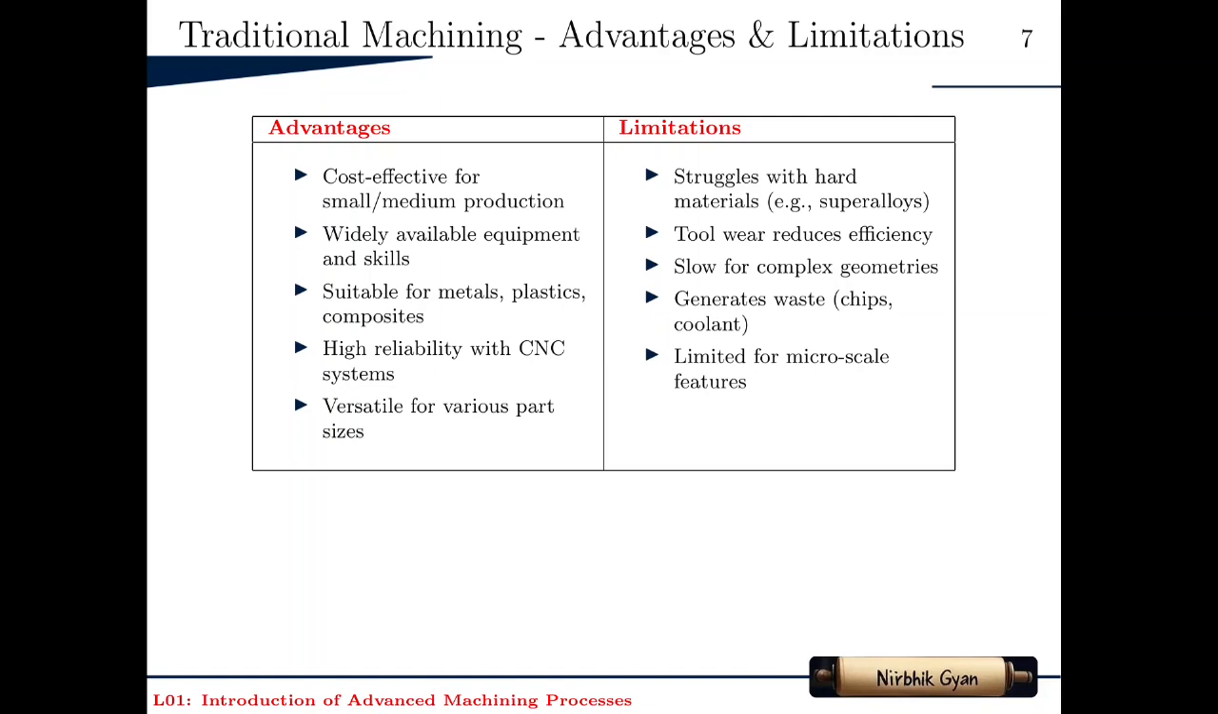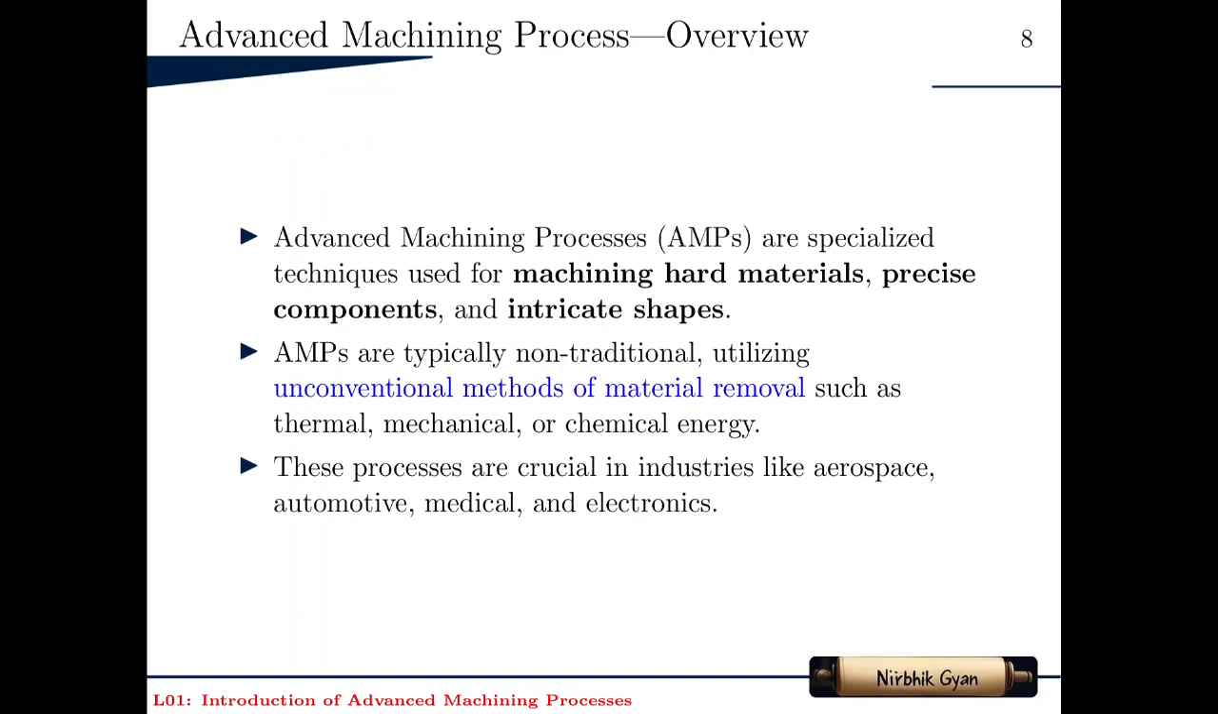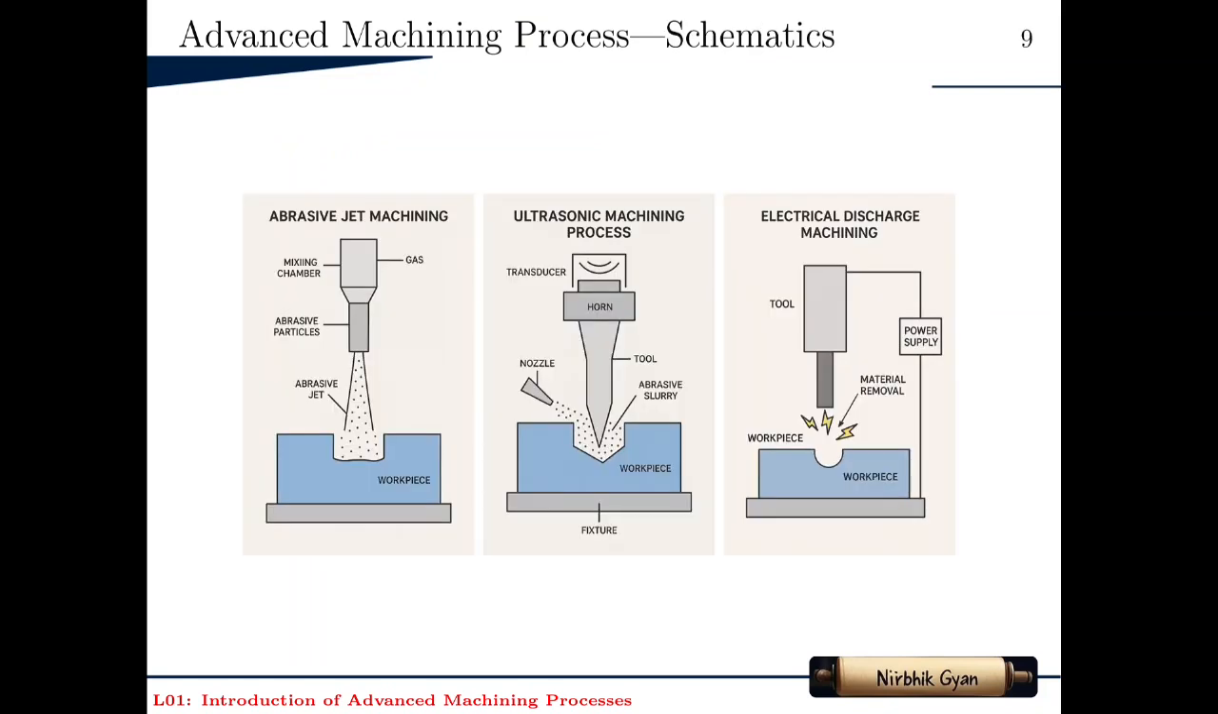Micro scale features. So now coming to the point of advanced machining process, these are specialized techniques used for machining hard materials, precise components, and intricate shapes. These are typically non-traditional, utilizing unconventional methods of material removal such as thermal, mechanical, or chemical energy. These processes are crucial in industries like aerospace, automotive, medical, and electronics. Here are some schematics of the advanced machining process: abrasive jet machining, ultrasonic machining process, and electro discharge machining process.